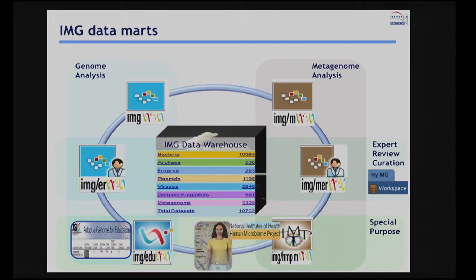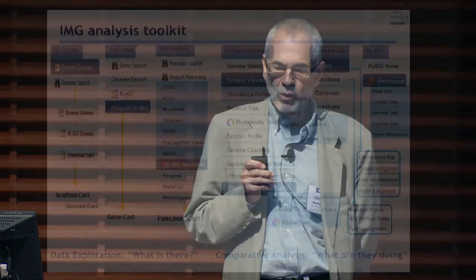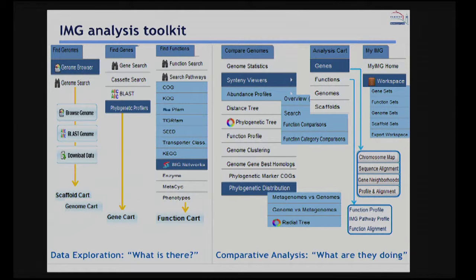And that is another slice that goes across genome analysis and metagenome analysis. And then there are a number of special purpose data marts that focus on special types of genomic analysis, such as the human microbiome project that looks at the human microbiome. This is a data mart that focuses on that type of data, and there is a data mart for education purposes.